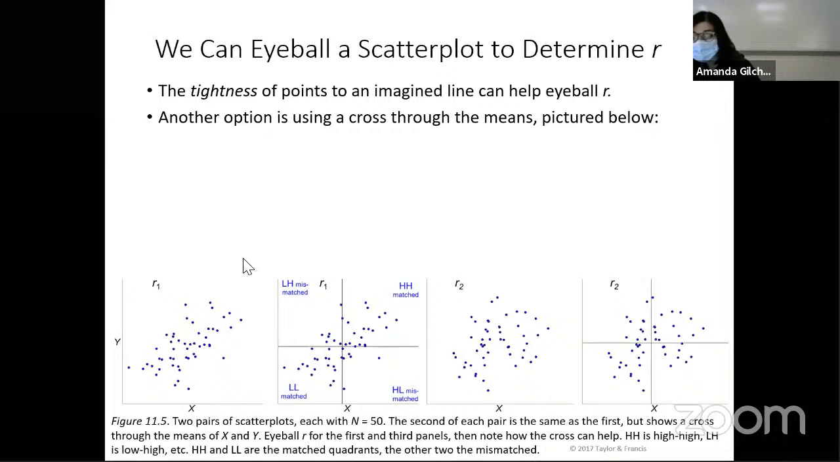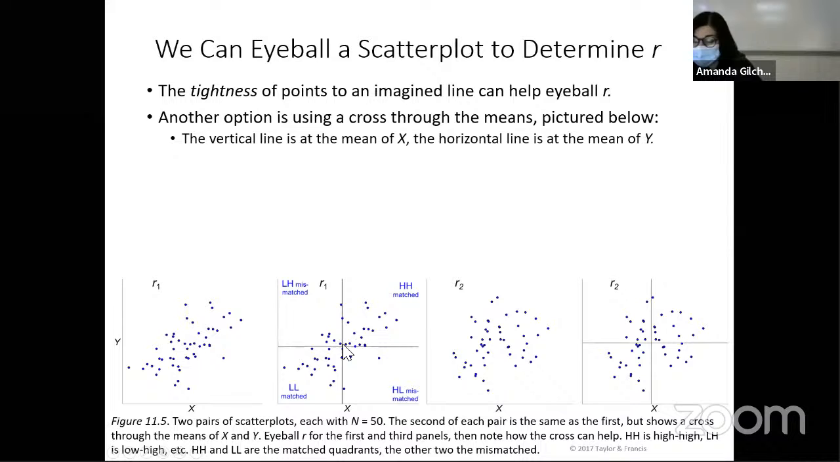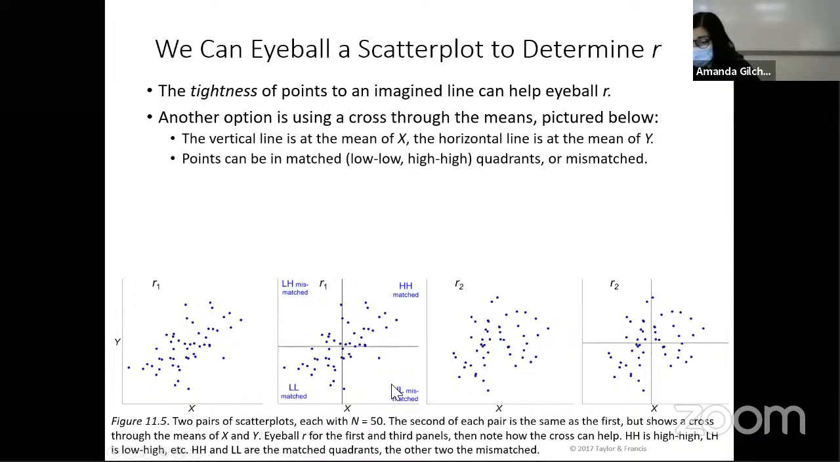Another thing that you can actually do is cross through the means of your X component and your Y component. So here we are kind of looking at 4 different quadrants. So the vertical line right here is at the mean of X. The horizontal line is at the mean of Y. So points can be matched in quadrants. So X is high, it's above the mean, and Y is high. Here, X is low and Y is low, or they're mismatched. So this is an instance where X is low, Y is high. Here is an instance where X is high and Y is low.